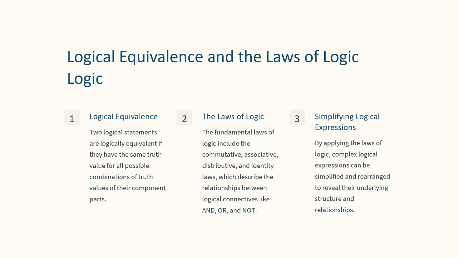The laws of logic. The fundamental laws of logic include the commutative, associative, distributive, and identity laws, which describe the relationships between logical connectives like and, or, and not. Simplifying logical expressions. By applying the laws of logic, complex logical expressions can be simplified and rearranged to reveal their underlying structure and relationships.